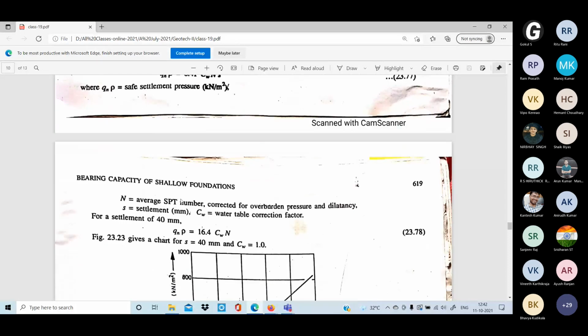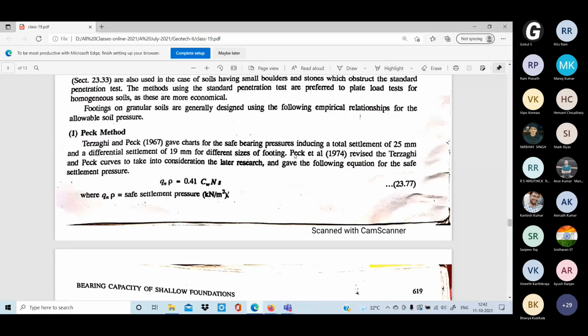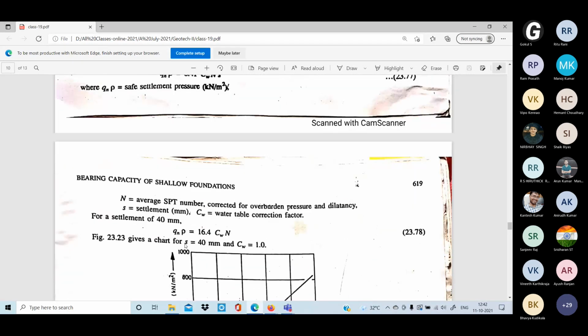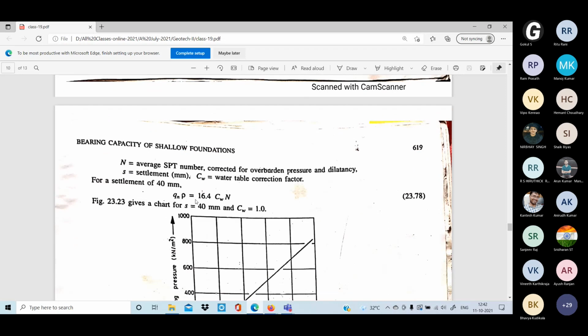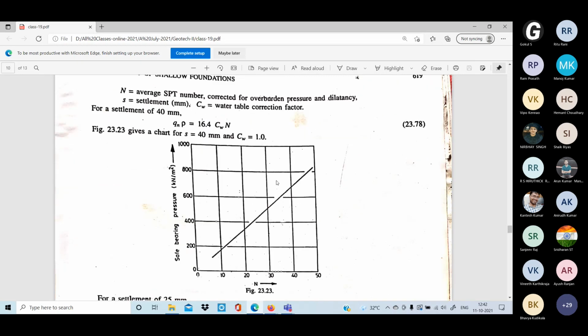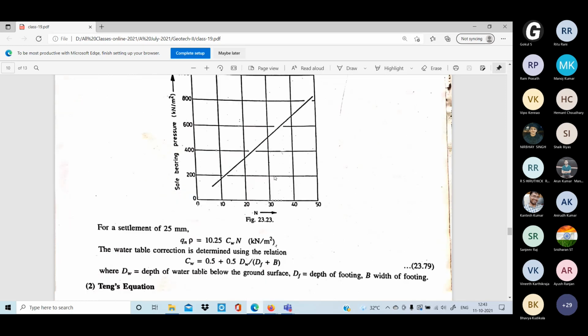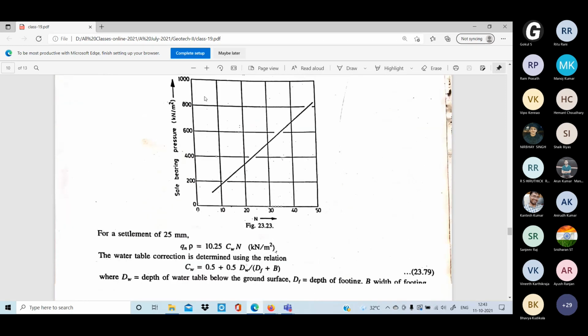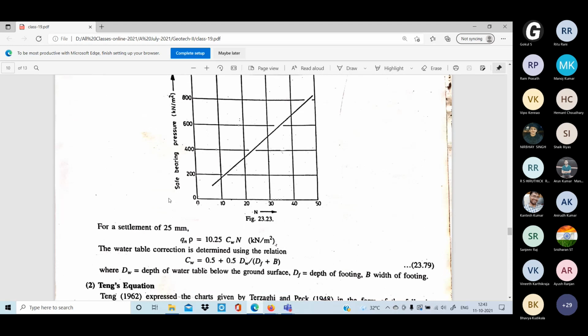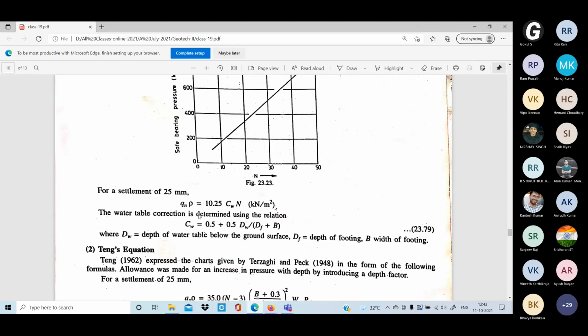This is given for the 25 mm settlement. For the 40 mm settlement, he has changed this formula and he has given the chart also here: N values versus soil bearing pressure. Suppose the N value is 30, directly you can take the soil bearing pressure as 450 or 500 here. Understood? So for different allowable settlements, for 25 mm or for 40 mm, he has given the formulas.